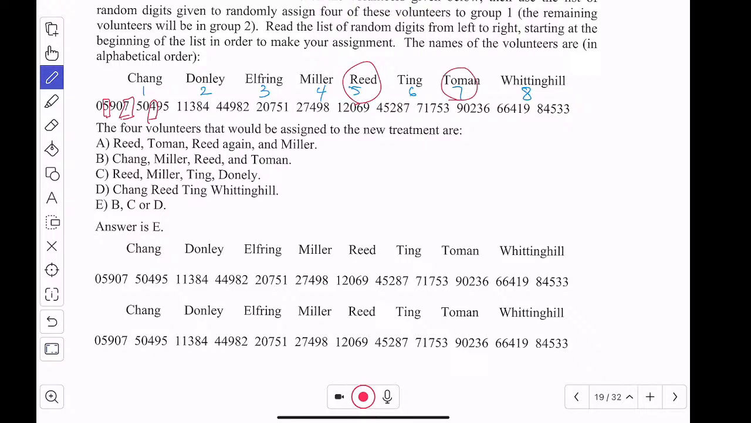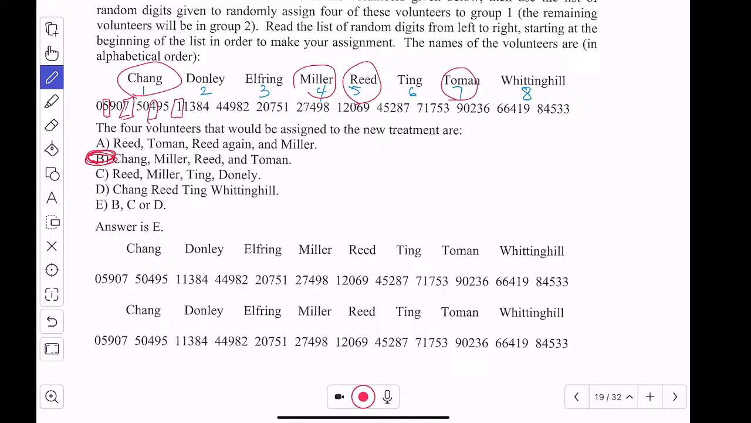Oh, I need 4 subjects, one more, okay. And then 1, and Chang. So Chang, Miller, Reed, Toman is B. So that looks like it's my answer.